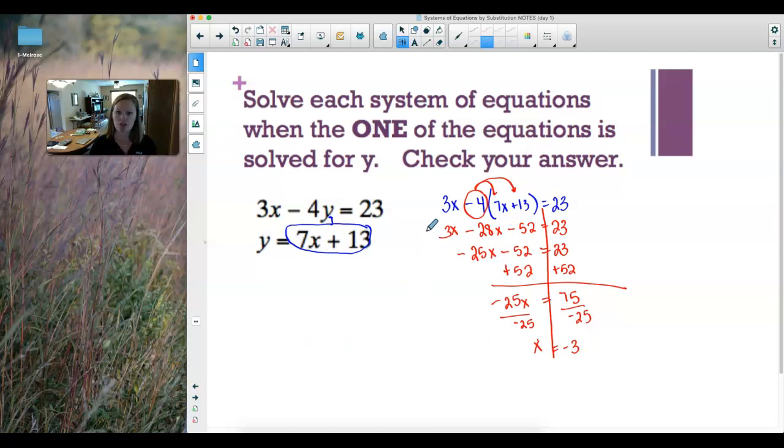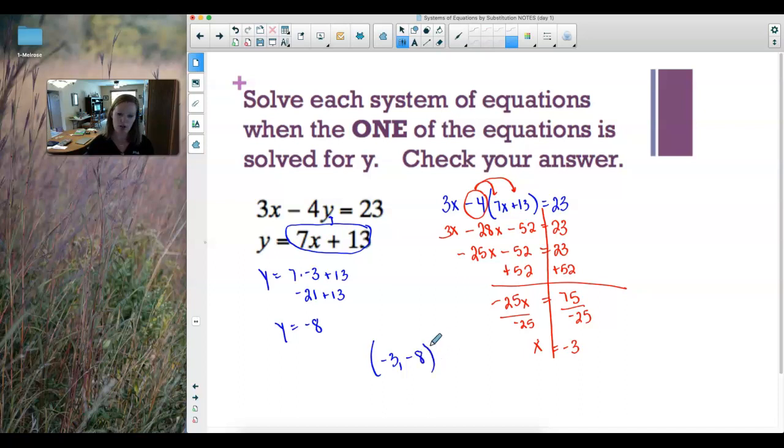Okay, now is our chance to go back and solve for y. So x equals negative 3. I'm going to put that into this equation. Y equals 7 times negative 3 plus 13. That's negative 21 plus 13. Remember, one of these is negative, so 21 minus 13 is 8. And so y equals negative 8. And so I have the ordered pair negative 3, negative 8.